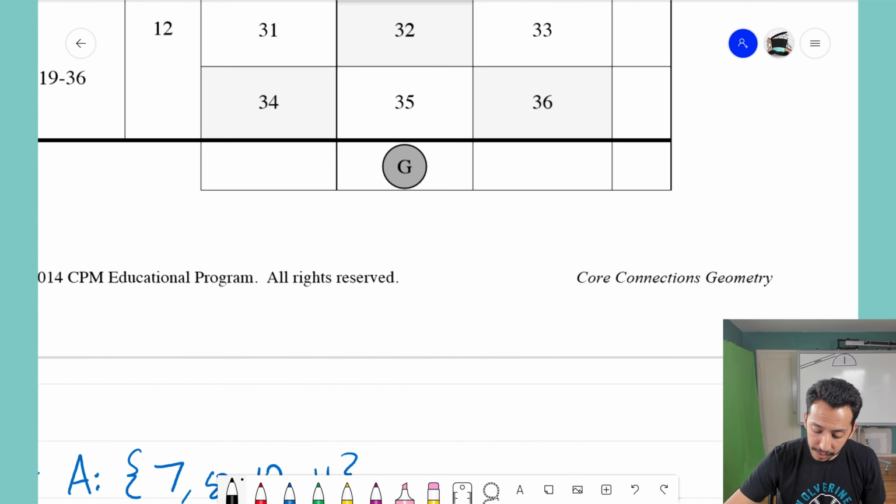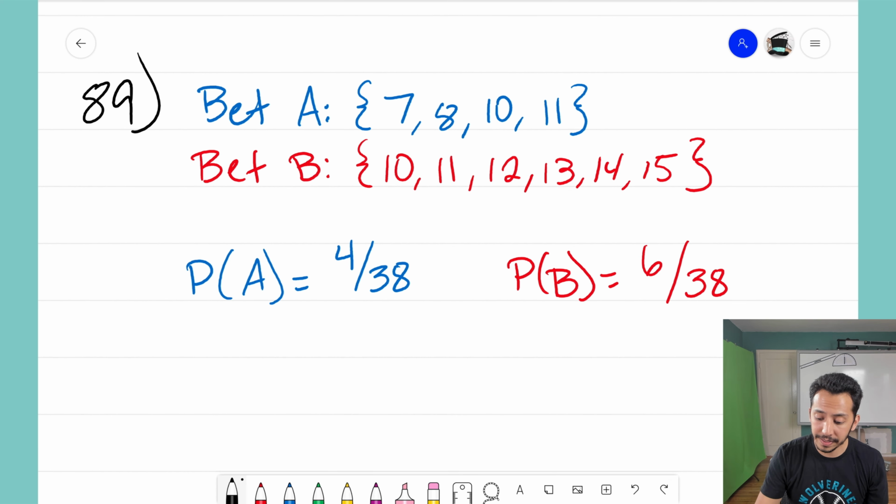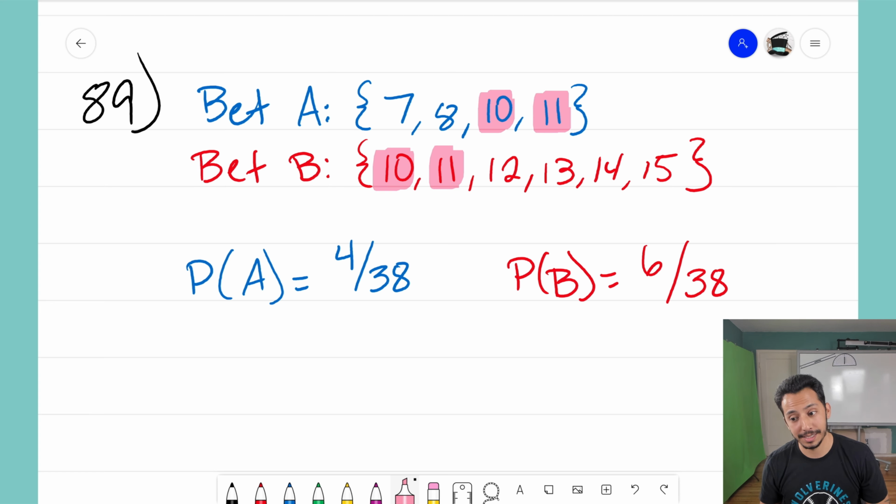Okay? So I'm going to scroll down here, and I want you to understand, by looking at the sample space of his bet, we see that 10 and 11 are the only numbers here that repeat. So you guys see that? 10 and 11 are in both bets. If that comes up, he's going to be able to win both of those bets.